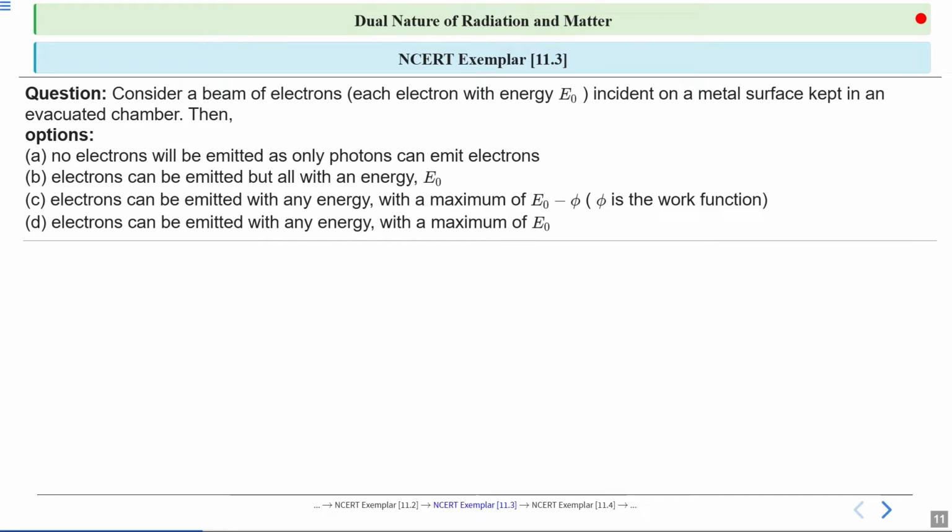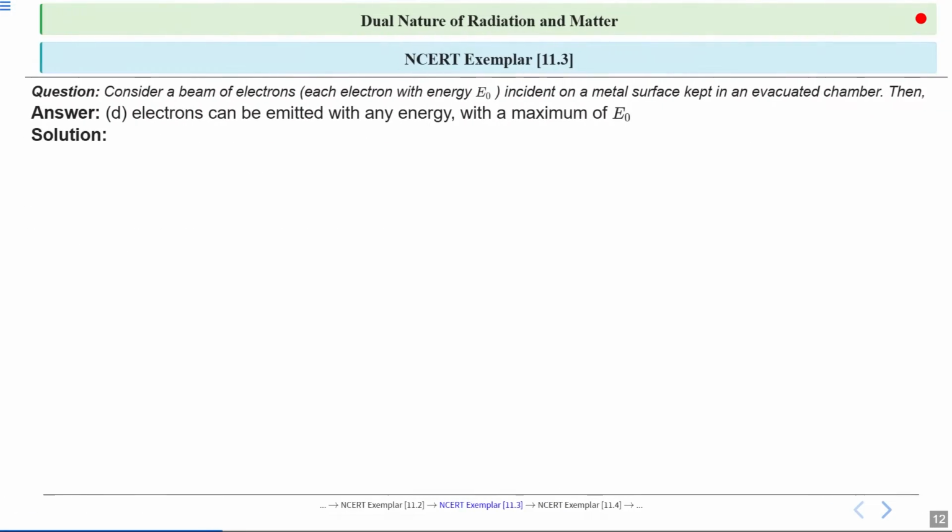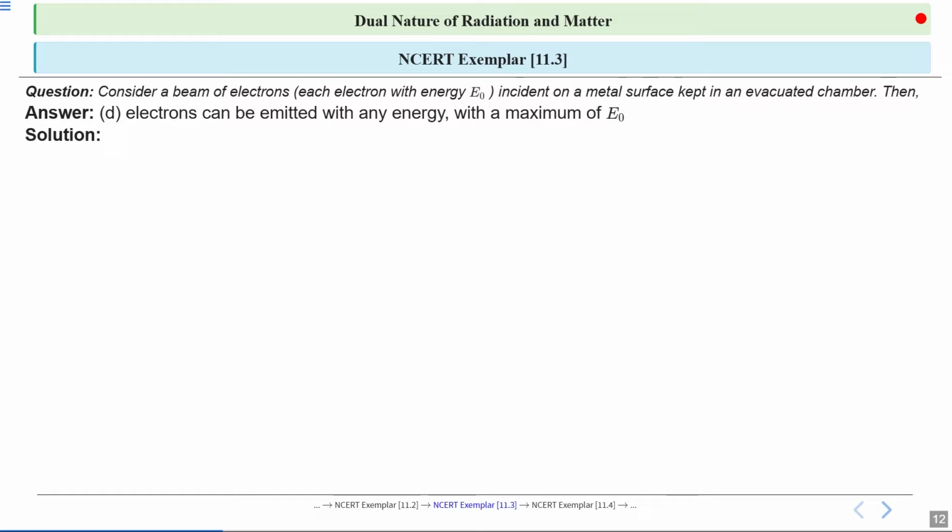Option A: no electron will be emitted as only photons can emit electrons. Option B: electrons can be emitted but all with an energy E naught. Option C: electrons can be emitted with any energy with a maximum of E naught minus phi, where phi is the work function. And option D: electrons can be emitted with any energy with a maximum of E naught. So let's see which option is correct. D option is correct. Electrons can be emitted with any energy with a maximum of E naught.